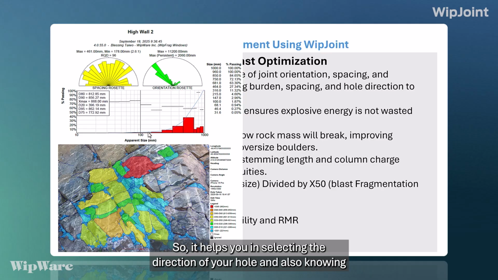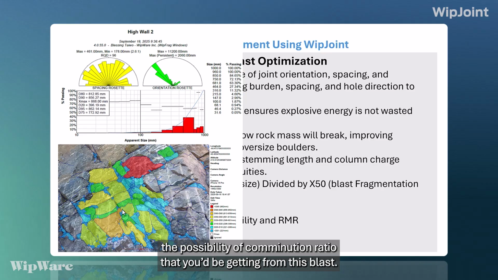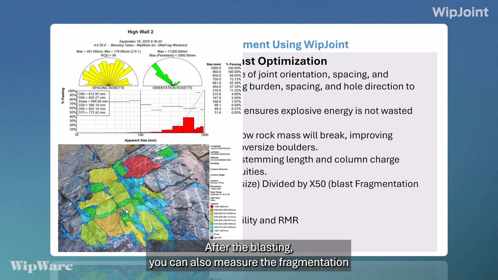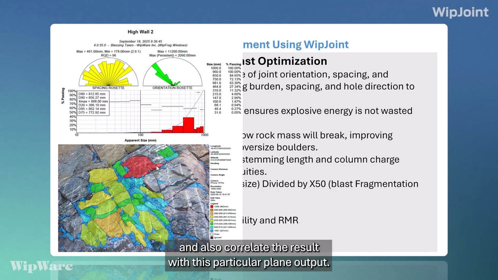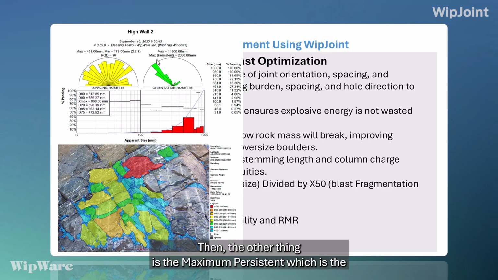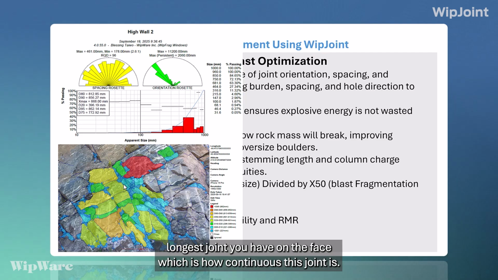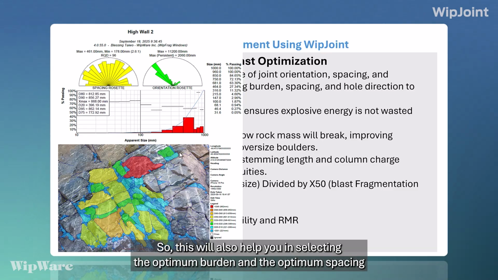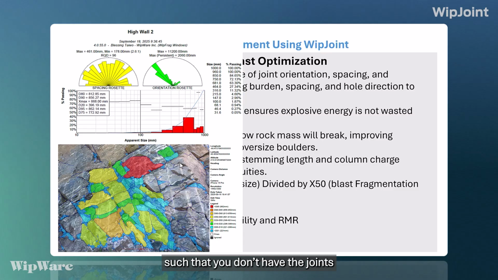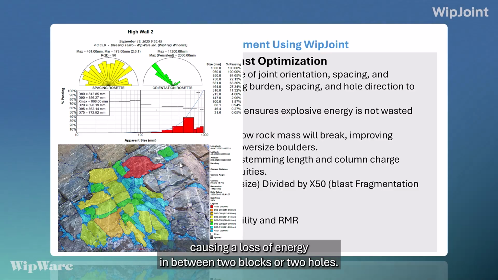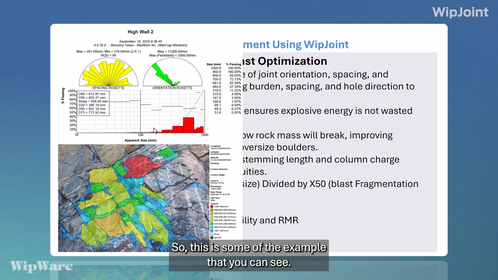So it helps you in selecting the direction of your holes and also knowing the comminution ratio you'll be getting from this blast. After the blasting, you can also measure the fragmentation and correlate the result with this particular plane output. Then the other thing is the maximum persistence, which is the longest joint you have on the face, showing how continuous that joint is. This will also help you select the optimum burden and spacing, so that you don't have joints causing a loss of energy between two holes. These are some of the examples you can see.